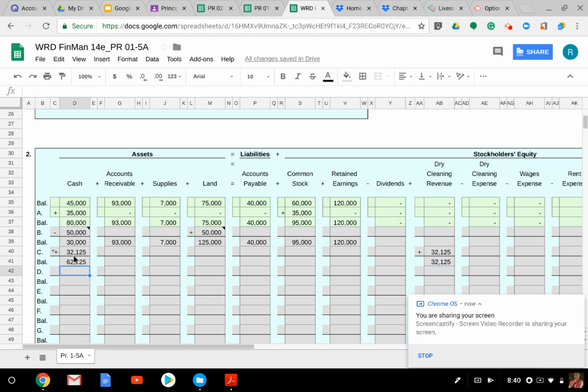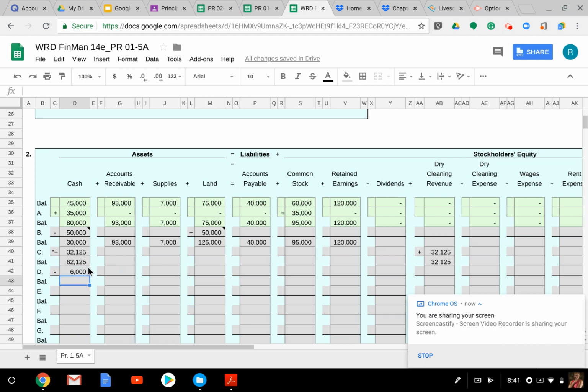The next transaction is D. Paid rent for the month. We had $6,000 in rent. So if we paid rent, that means that we used cash. So we're going to pay out. Go back and make that a dash. We paid out rent of $6,000. So this is going to reduce our cash by $6,000.